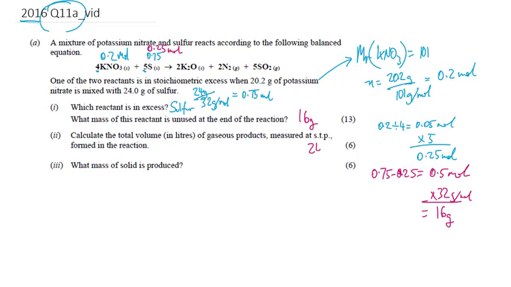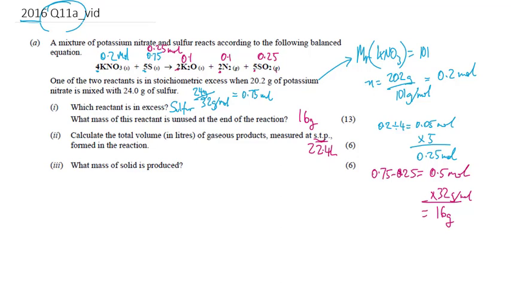We know at STP we're talking, oops, not 24, that's room temperature. We're talking 22.4 litres at STP. So calculate the total volume of gaseous products. Let's work out the moles of gas present, because we know it's a 4 to 5 to 2 to 2 to 5 ratio. This has 5 moles, this is 5 moles, so it'll be the same, 0.25 there, and 2 moles being half of 4 moles, that would work out as 0.1 mole there and 0.1 mole there.